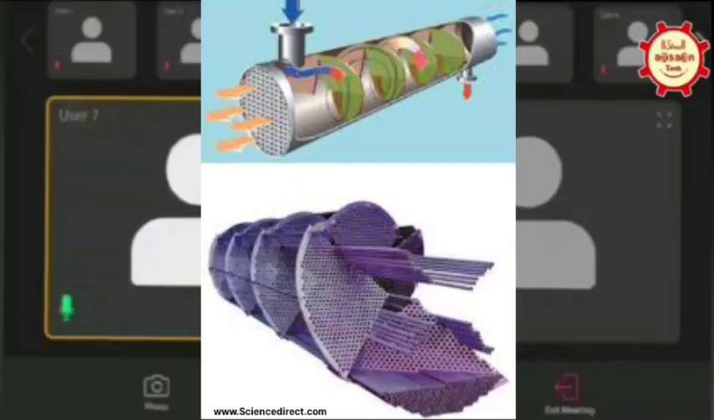So has anybody used helical baffle heat exchangers? I think no.